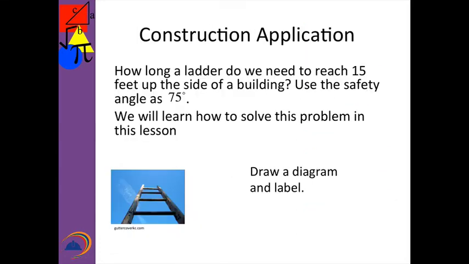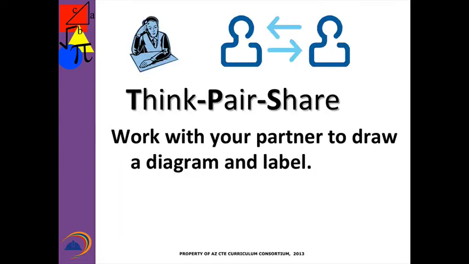Now we're going to go back to that construction problem that we had at the beginning of this PowerPoint presentation. How long is the ladder going to be needed to reach up 75 feet up the building? And we're going to always use the safety angle of 75 degrees. So we're going to first of all have you draw a picture and label it. This time I'm going to have you work with your partner to draw a diagram of this picture and label it. Okay. Pause the video and I'll meet you back here in a minute.